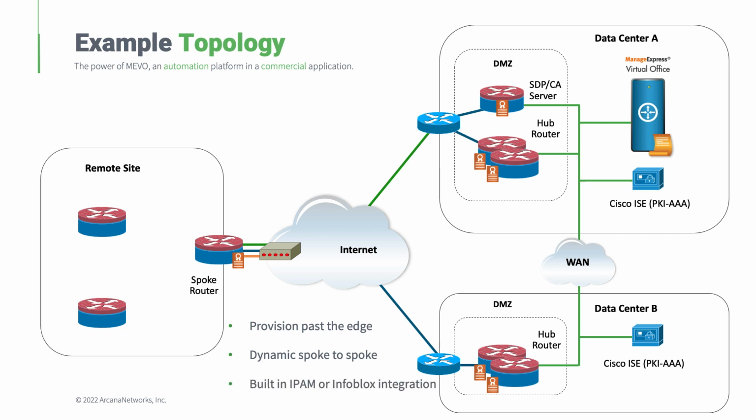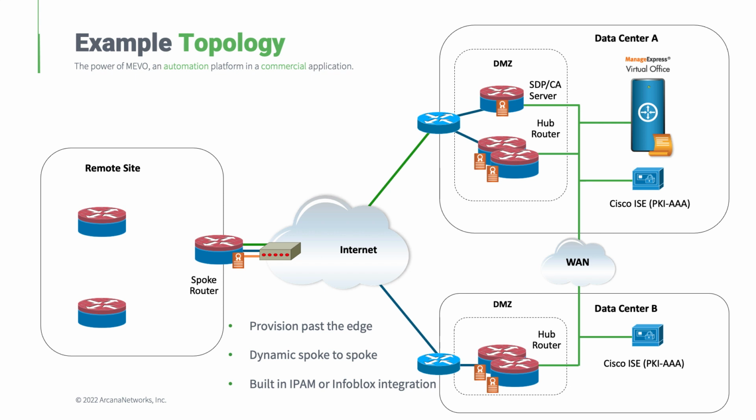MEVO also comes with a built-in IPAM solution, and it can integrate with Infoblox. So whenever you do set up a remote site, and whether you're setting up just the edge or devices past it, MEVO can handle all the IP addressing for you. There's no need for you to plug in each and every individual tunnel IP address or LAN IP address that goes at each remote site.